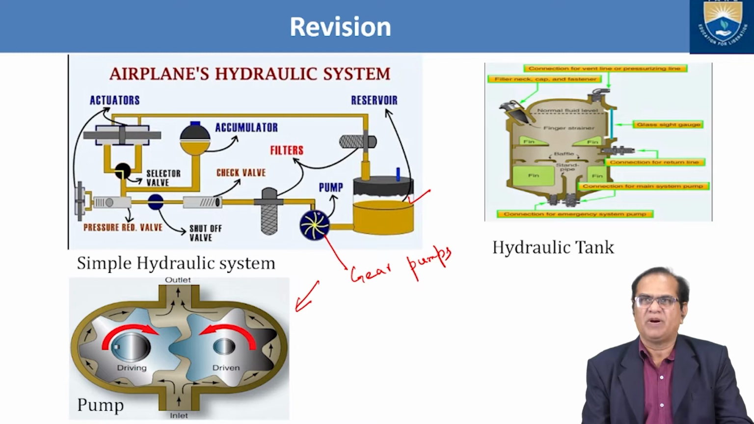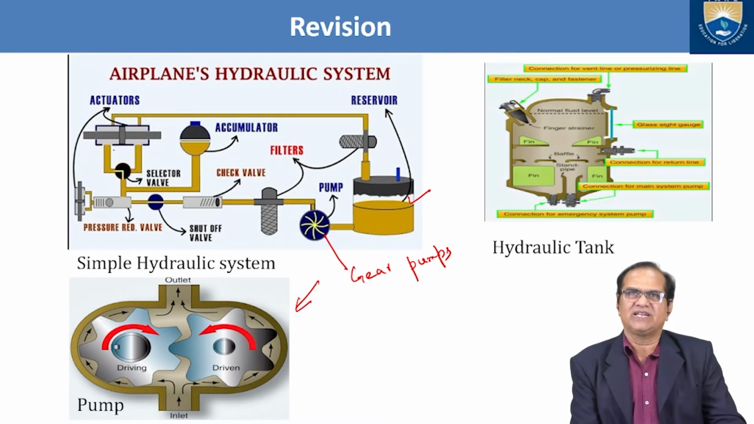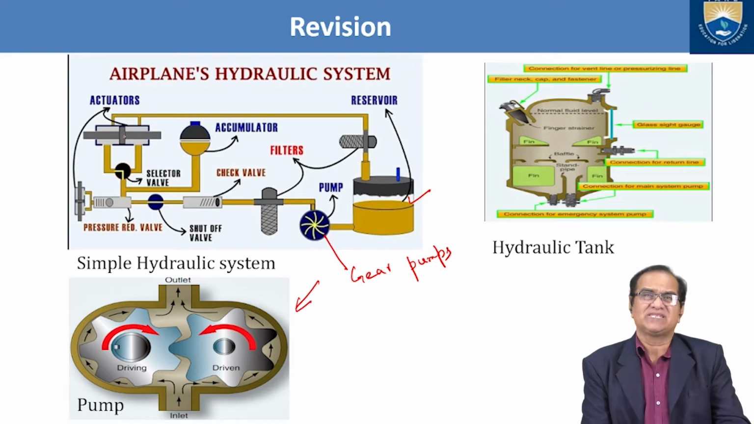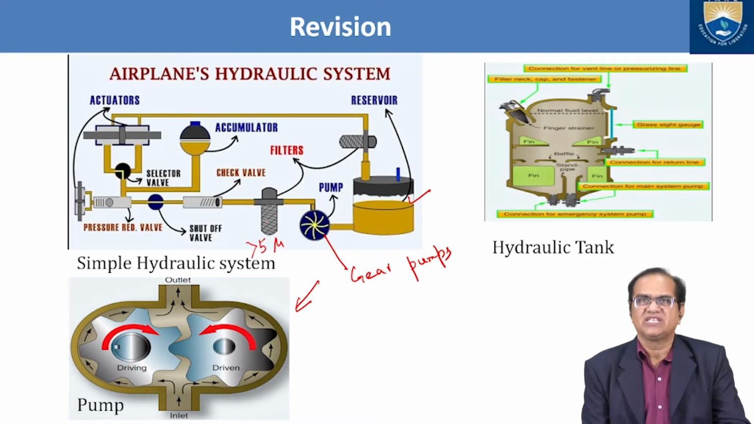Then after this pump, the hydraulic fluid has to be filtered. Otherwise, if dirty or contaminated fluid enters the actuator, actuators are very smooth, and they may be damaged. So any particle bigger than 5 micron will be restricted in this filter, since the capacity of this filter is 5 micron.